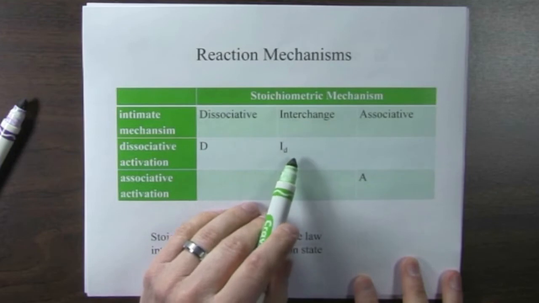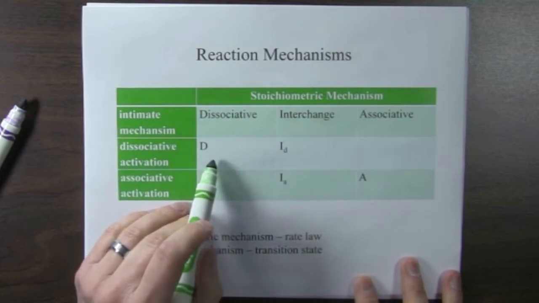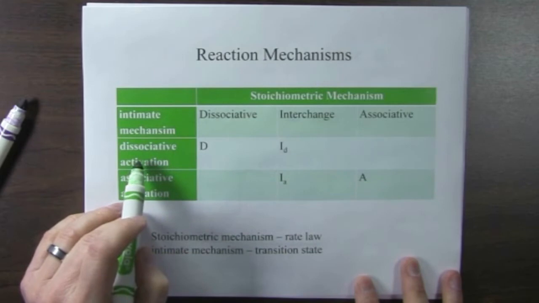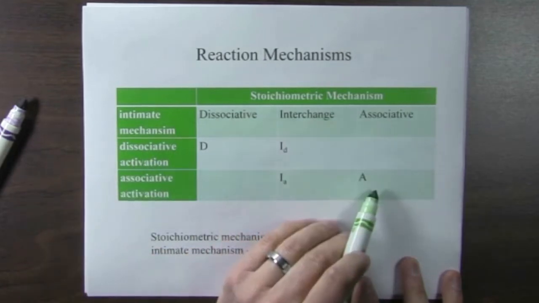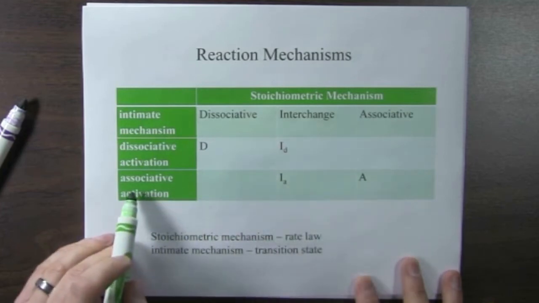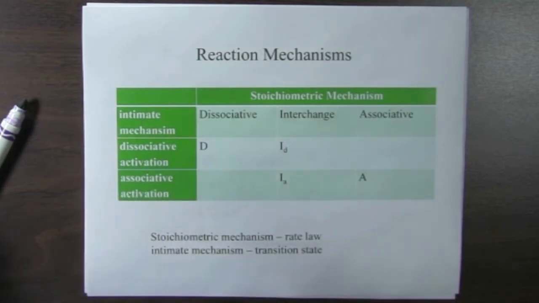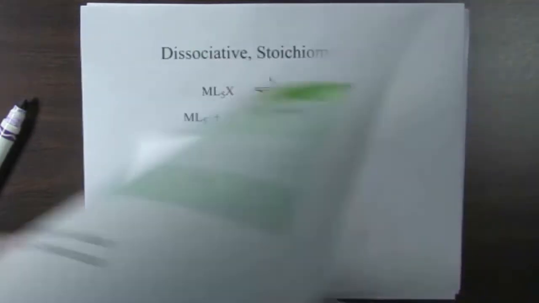But we have two possibilities: the dissociative or associative transition state. And by definition, if we have a dissociative stoichiometric mechanism, we must be going through a dissociative transition state. If we have an associative stoichiometric mechanism, we must be going through an associative transition state. So let's look at these examples one at a time.